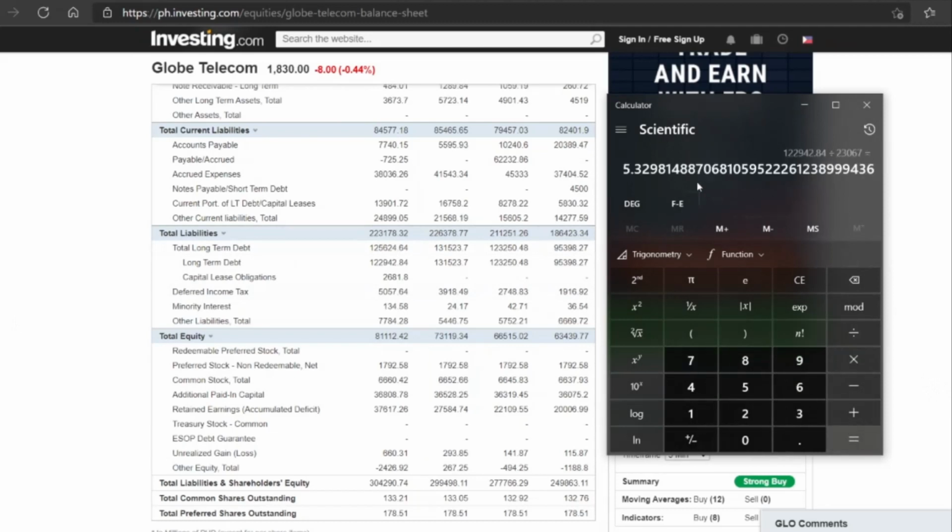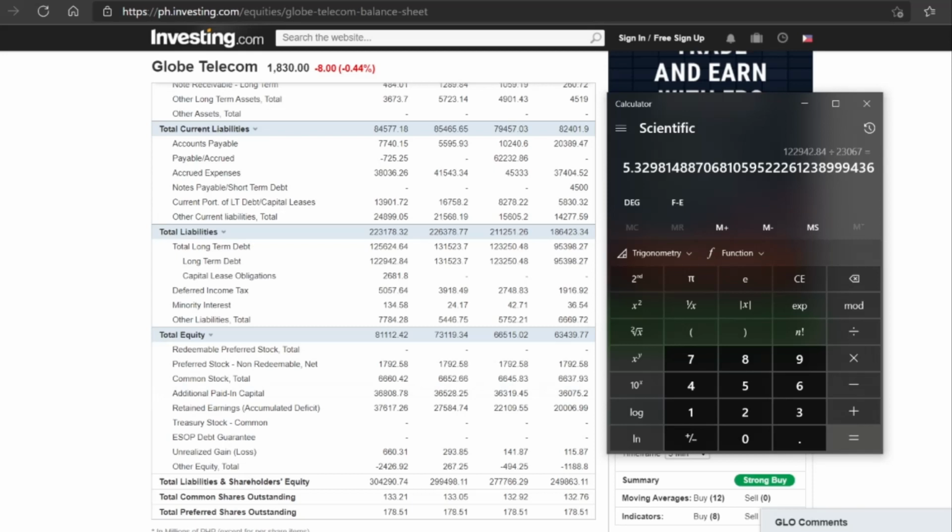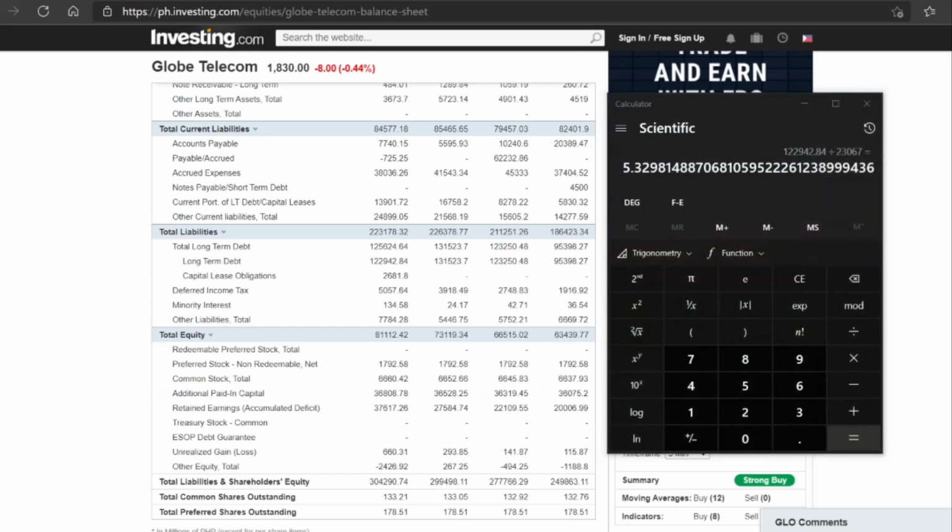So for Globe, it will take 5.32 years if it devoted its full free cash flow to paying its long-term debt. As you can see, this is beyond what we want, which is a max of 3 years. It's close, but still not what we want. So for Globe, this gets an X on our list.